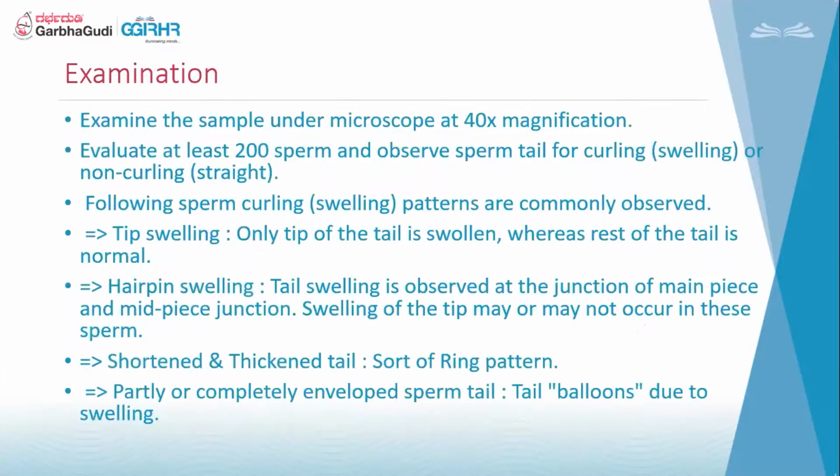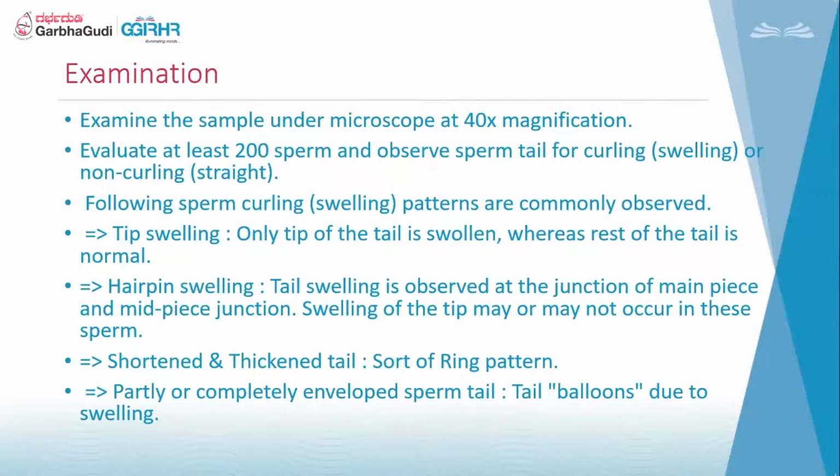So coming to examination, examine the sample under the microscope at 40x magnification, then evaluate at least 200 sperms and observe the sperm tail for curling or swelling, or non-curling if they are straight. There are some patterns of curling which you can observe through this test. So what are those patterns?